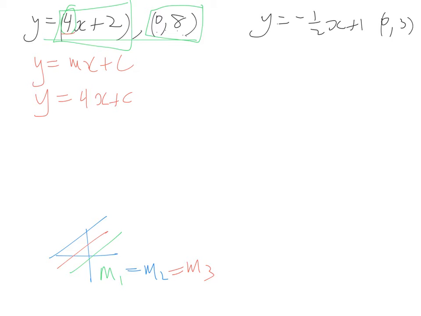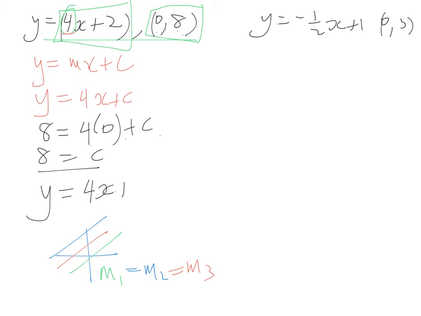Then from there we substitute our values of x and y. Instead of y we're going to write 8, and that equals 4 times, instead of x we're going to write 0, plus c. So we've got 8 equals 4 times 0, which is 0, so 8 equals c. So y equals 4x plus 8, and that's all there is to it. And hopefully you may have even seen, if we've got 0 and 8, that that's our y-intercept, so that's our value of c.